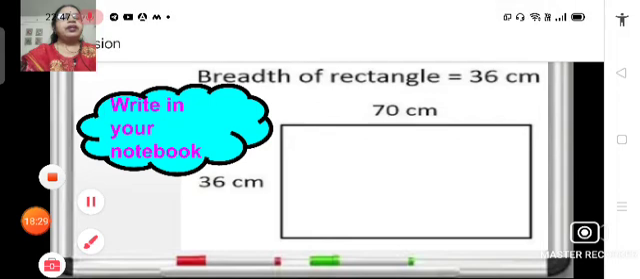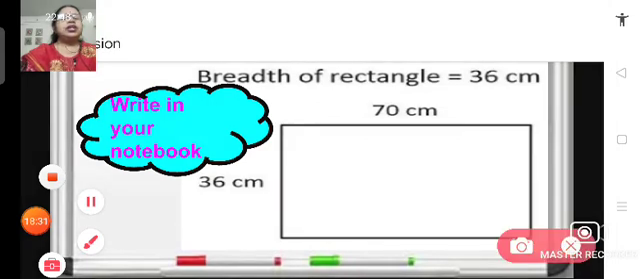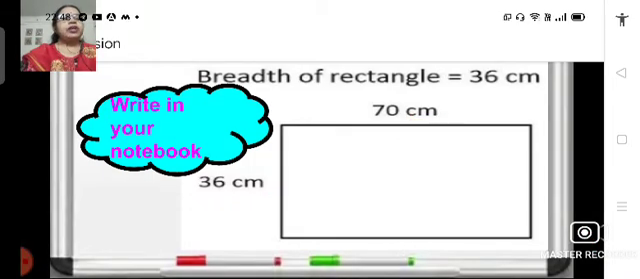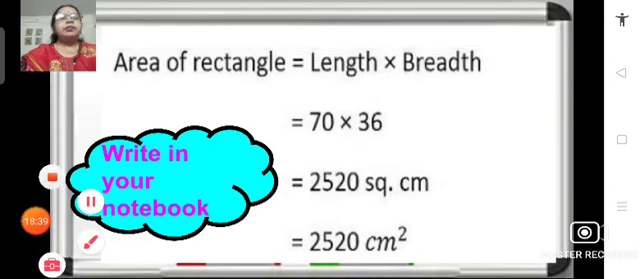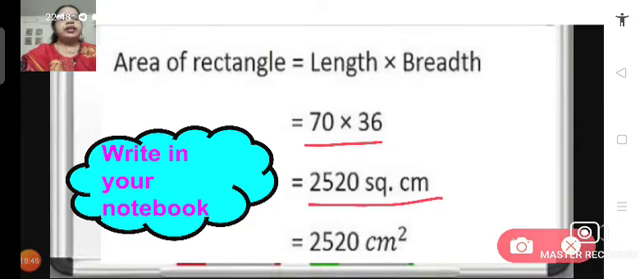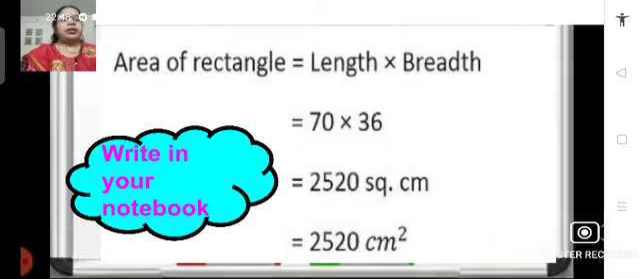The length of rectangle is 70 centimeters and its breadth is 36 centimeter. So what will be its area? The area will be length into breadth, that means 70 multiplied by 36. So 2520 square centimeter is the area of the rectangular region.